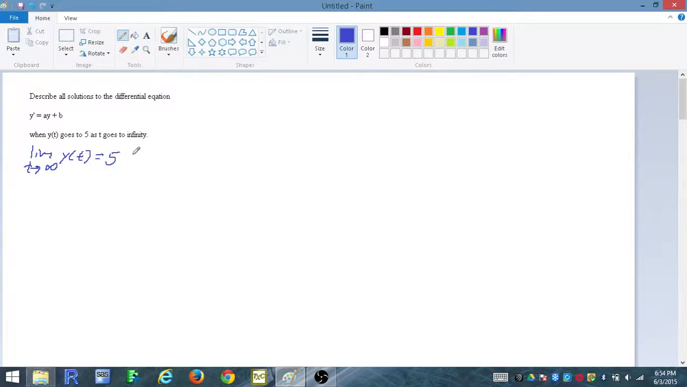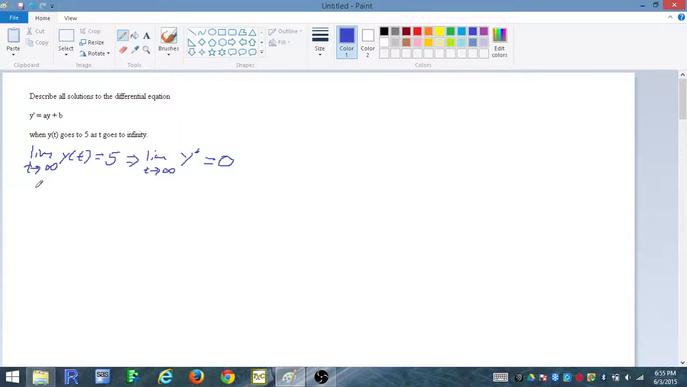Alright, so something that we get immediately from this is that the limit as t goes to infinity of the derivative has to be equal to 0. Okay, so what we're going to do, we're going to take these two pieces of information, the limit and the limit of the derivative, and take the limit of both sides of this equation.